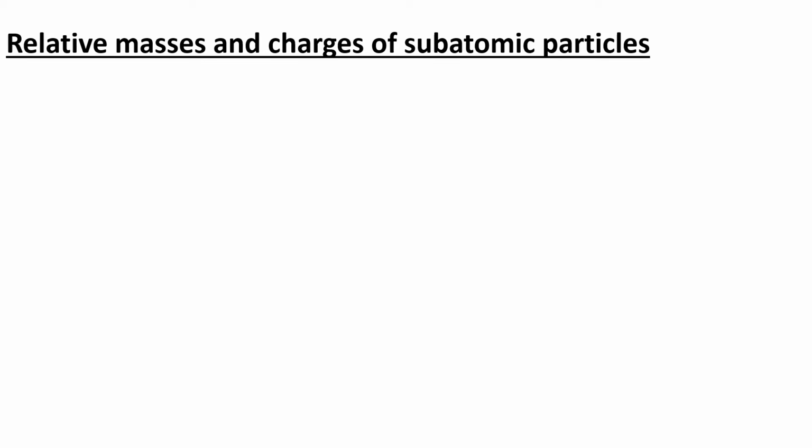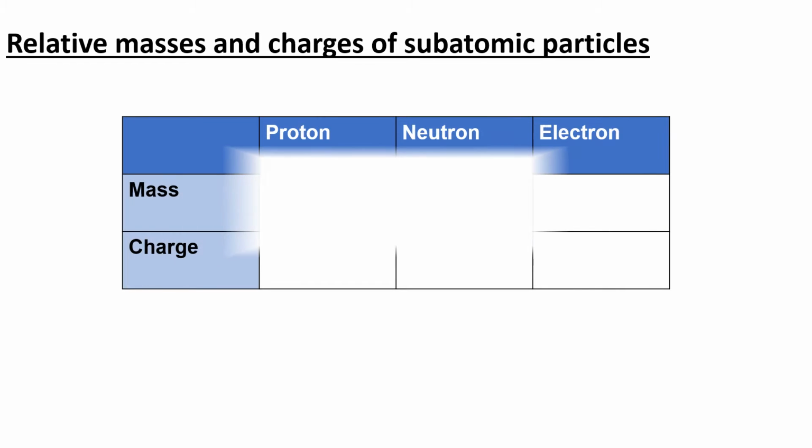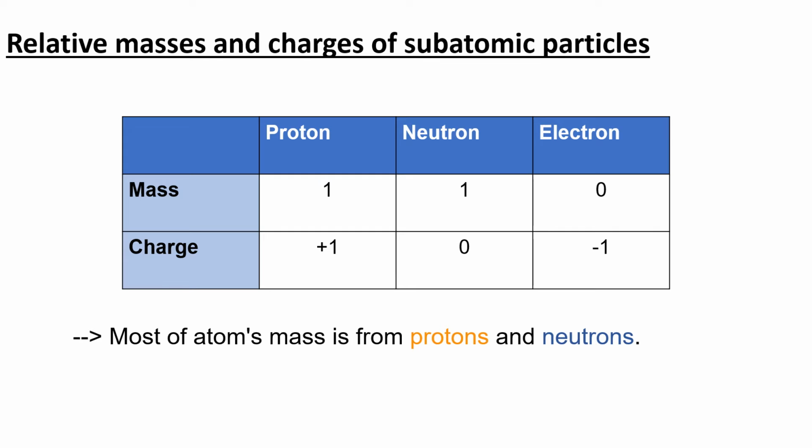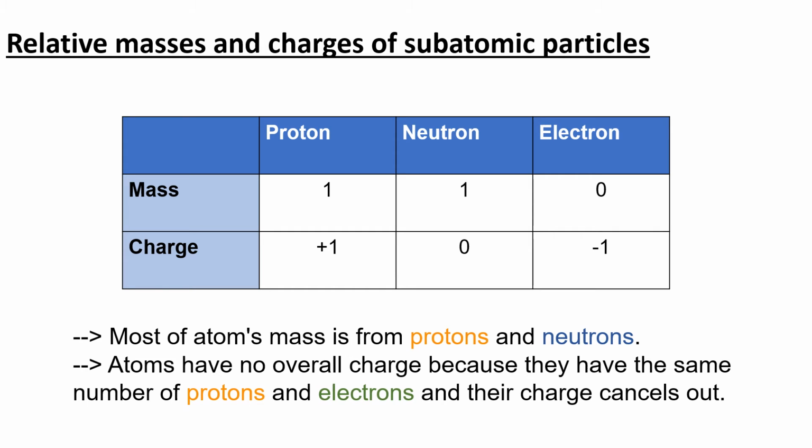Relative masses and charges of subatomic particles. As you can see from the table, both protons and neutrons have a mass of 1. Electrons have a mass that is so small we just give it a mass of 0. The charge on a proton is +1, neutrons have a charge of 0, and electrons have a -1 charge. The atom's mass comes mostly from the mass of protons and neutrons, as electrons' mass is 0.